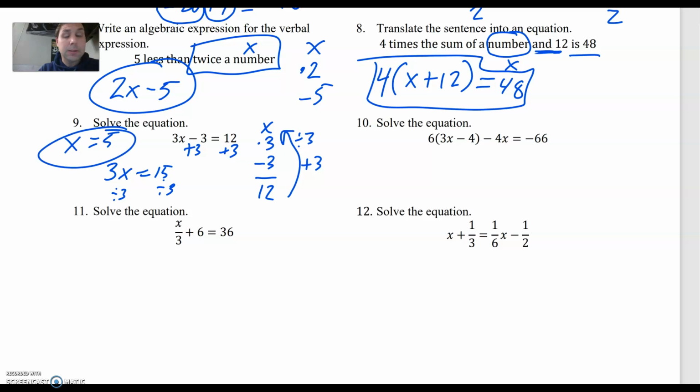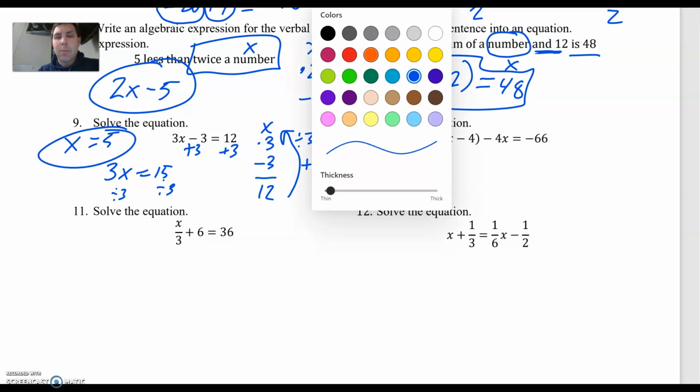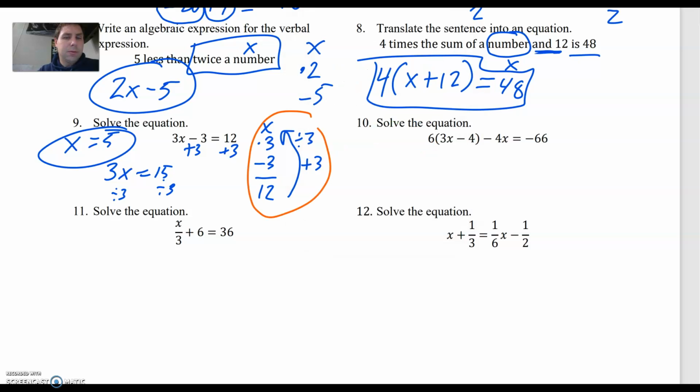And that's it. You may notice that I'm building this little tower here. You don't have to do this. You really don't. But if it helps you see what needs to be done first, go ahead and do it. I'll do it again for a few other ones so that you can see it. So number 10, there's quite a bit happening here.